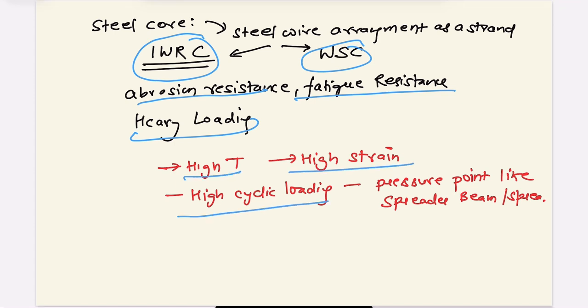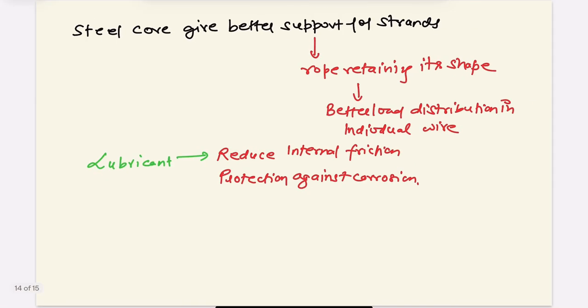And see, IWRC steel core is generally used where there is a pressure point, a continuous, dedicated pressure point. For example, when we are lifting and using a spreader beam, this is the hook of the spreader beam, and there is an eye of the wire rope sling, and we are lifting something up. Then there is a continuous pressure at this point. So where there are pressure points, we generally go for IWRC construction.